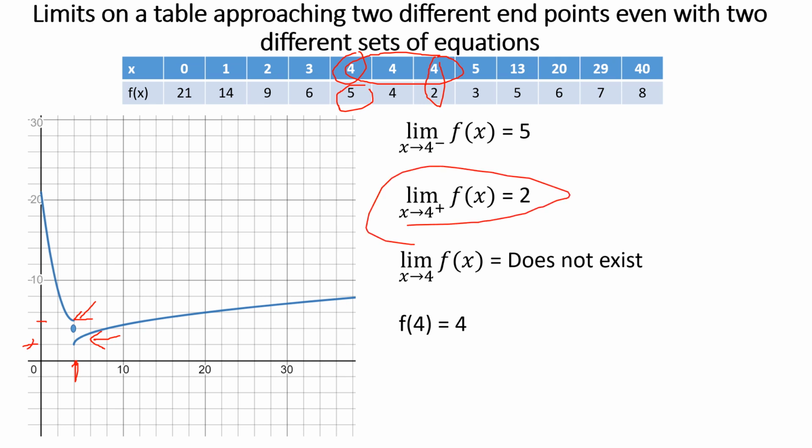Now, as I said before, I don't have a two-sided limit here because they're not connected. So the limit does not exist as x approaches 4, because I don't know which one it would be. Would it be this one or would it be this one? We don't know which one it is, so it does not exist.